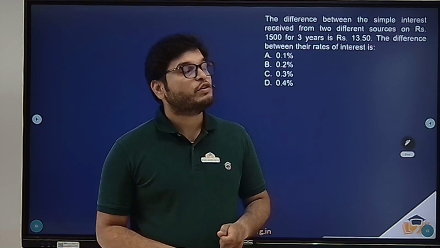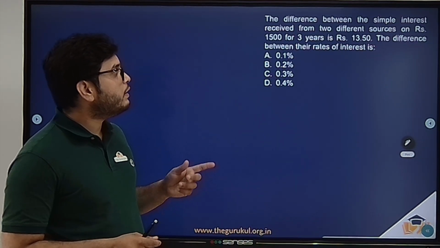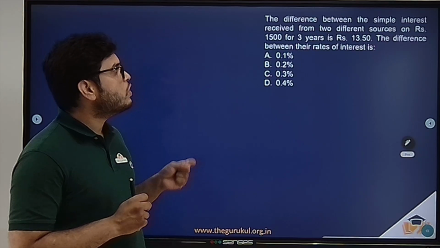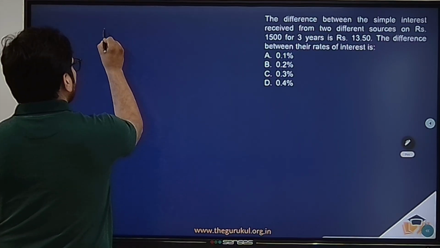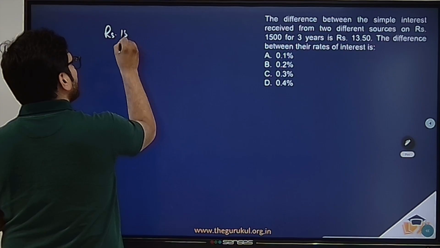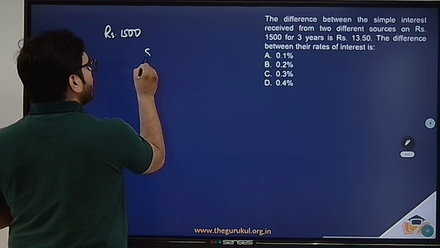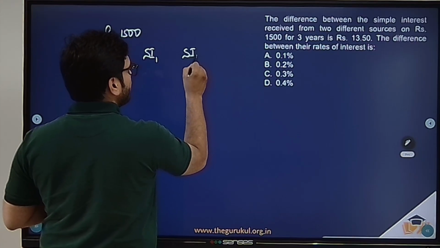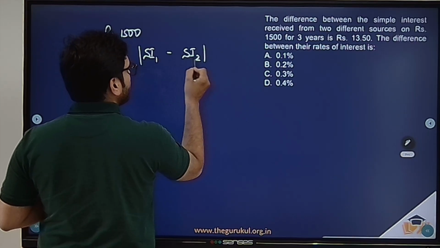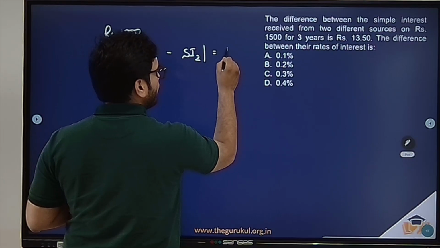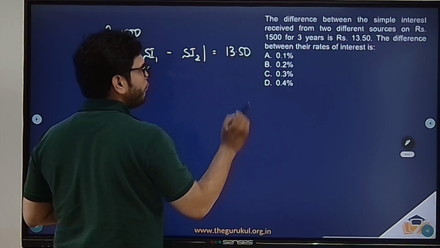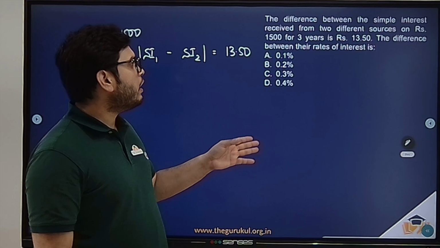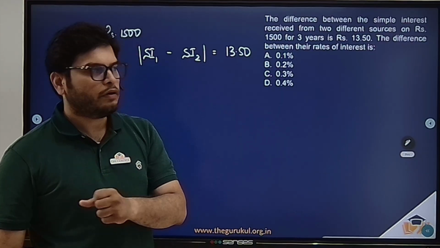Now coming to the third question. The difference between the simple interest received from two different sources on rupees 1500. So rupees 1500 was the principal, right? Now let this be simple interest in case 1, simple interest in case 2. The difference for a period of 3 years is 13 rupees 50 paise. Right. Now we are asked to find the difference between the rate of interest.